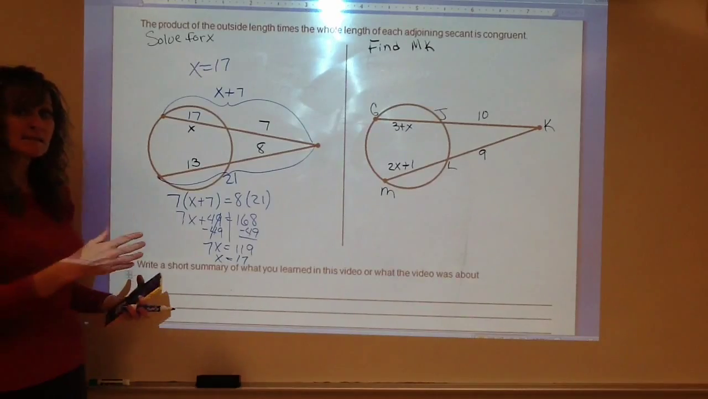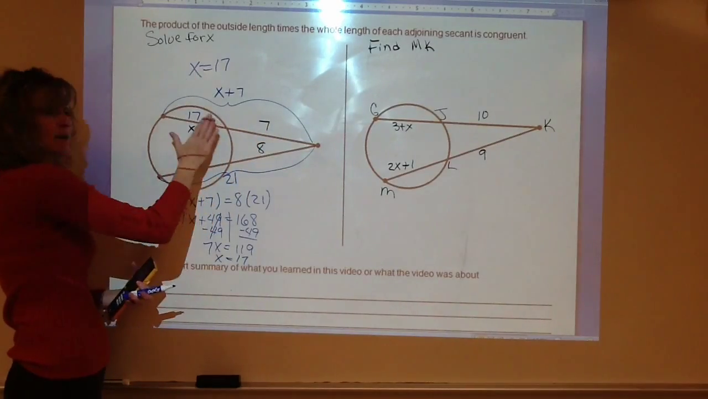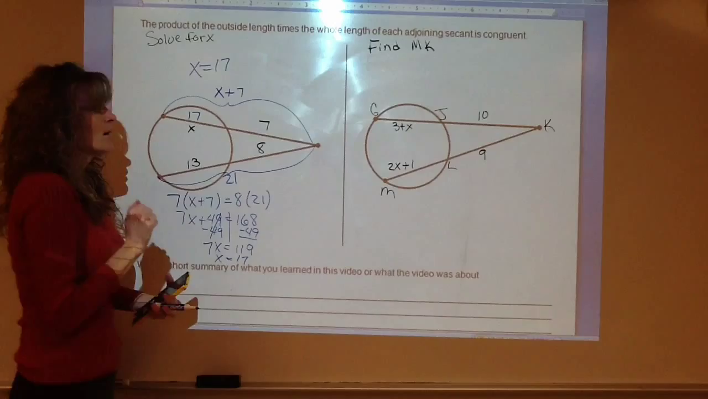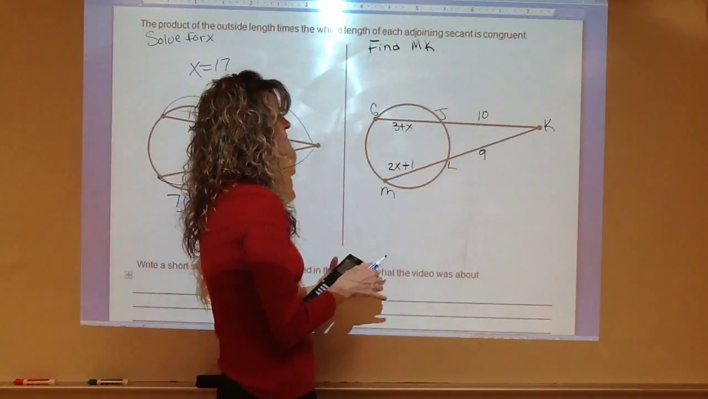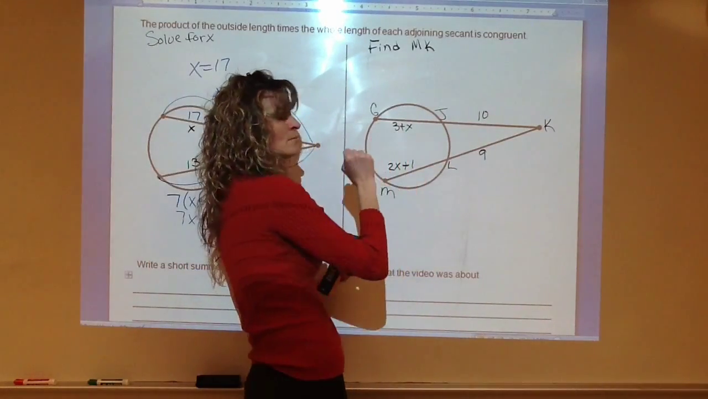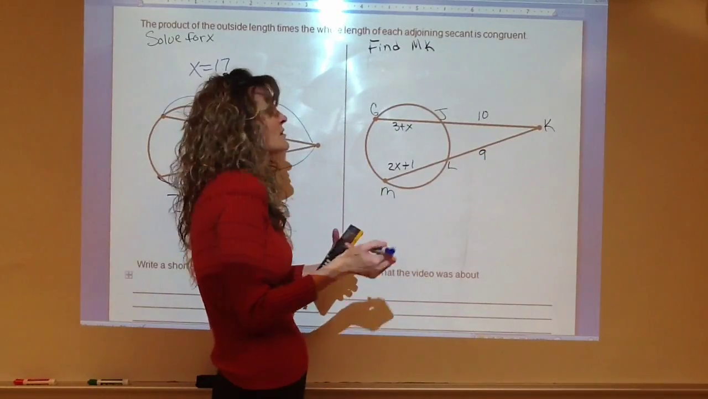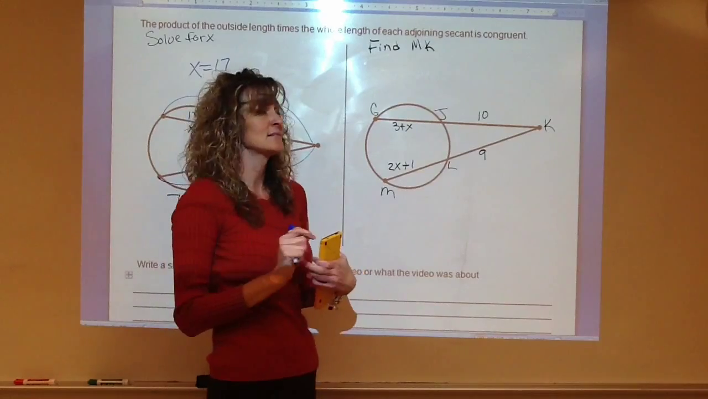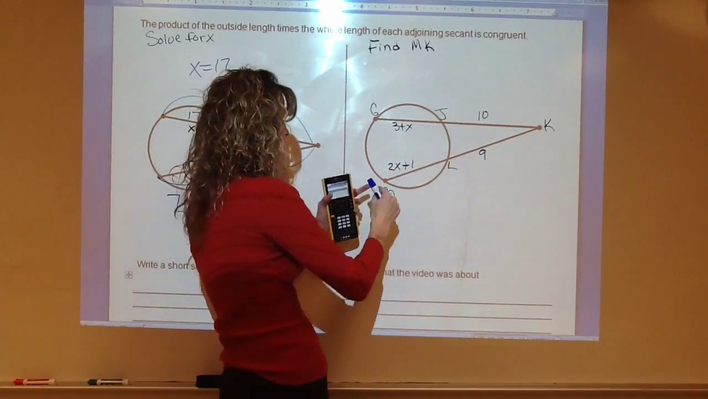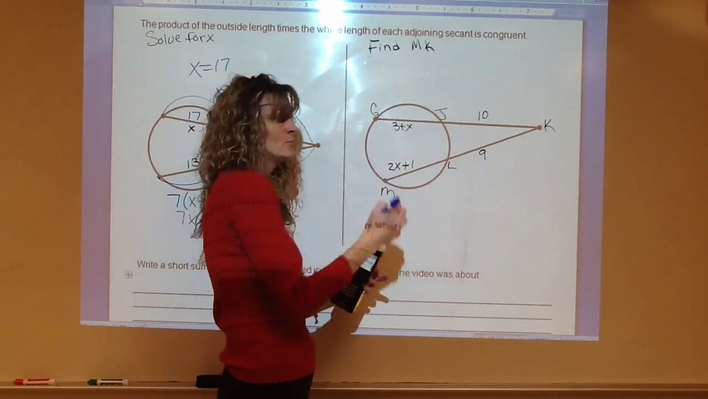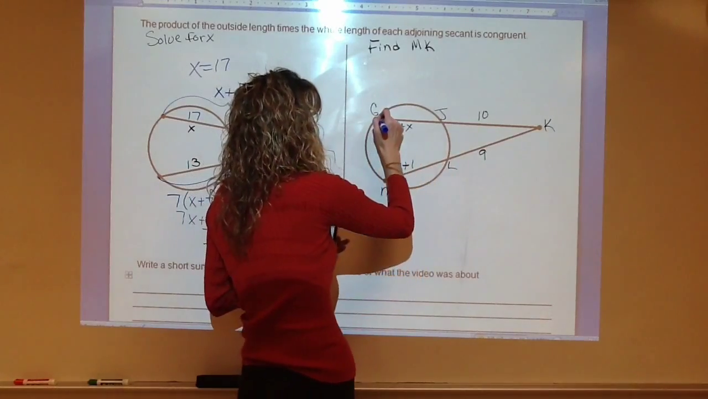So remember, it's secant, and secant is outside times the whole. All right, so let's look at this one. I need outside times the whole, outside times the whole. Well, I don't know the whole of either one of these. By the way, it's not asking me to find x, it's asking me to find MK. So I'm going to have to go back and plug that in when I'm done. But let's find our whole pieces first.